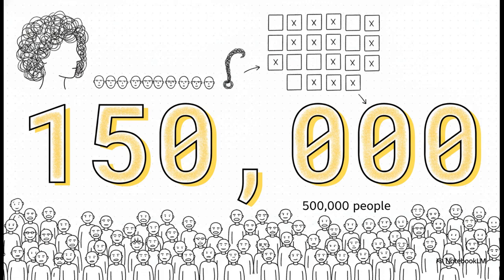Those are our pigeonholes. Since the 500,000 people in the city wildly outnumber the 150,001 hair count pigeonholes, it is a mathematical guarantee that multiple people share the exact same strand count. You don't have to count a single hair to know for sure that it's true.